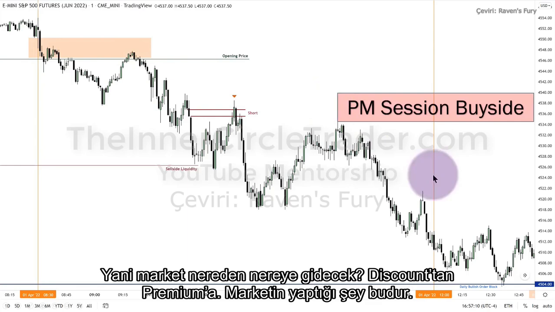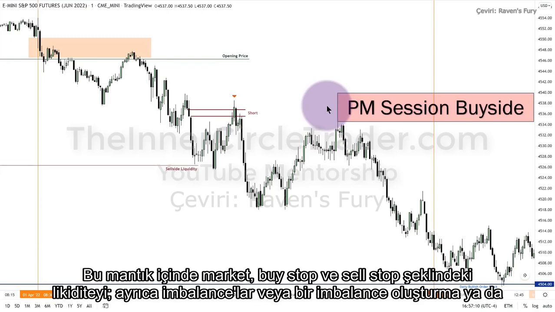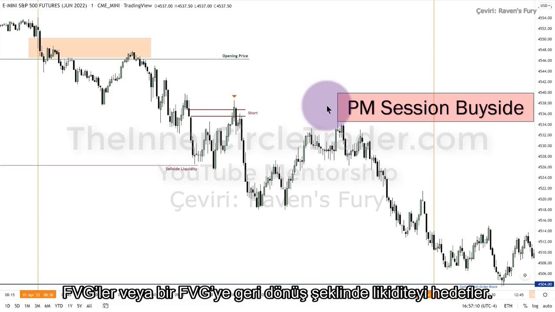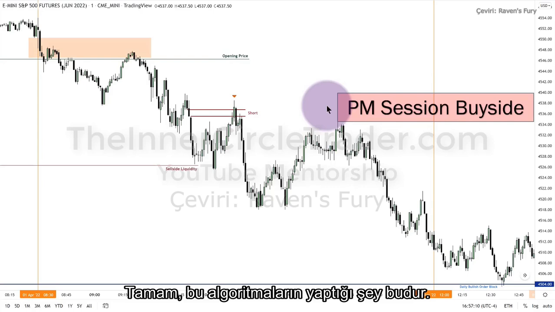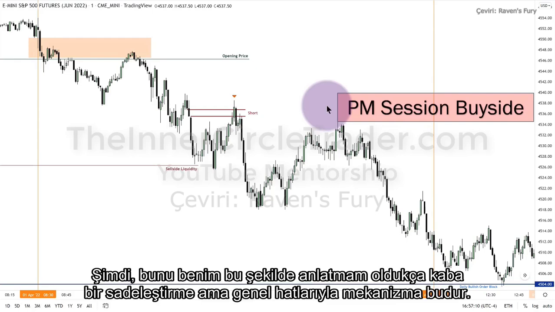So the market's going to move from what? A discount to a premium. That's what the market does. That's what the algorithm does. It seeks discount to premium, premium to discount. Within that logic, the market is reaching for liquidity in the form of buy stops and sell stops and/or imbalances, or the creation of an imbalance, fair value gaps, or returning back to a fair value gap. Okay, that's all these algorithms do. And they do it on the basis of time, then price. Now, that's a gross oversimplification by me, but by and large, that's all these things do.